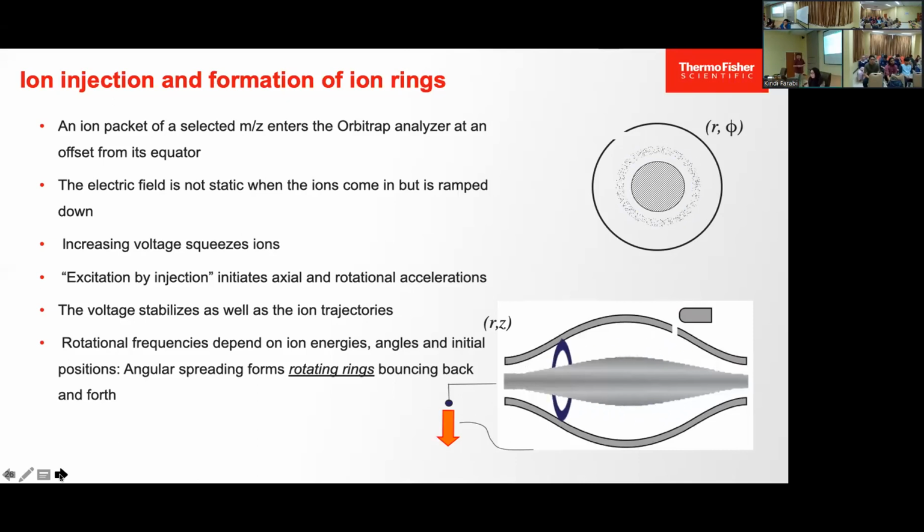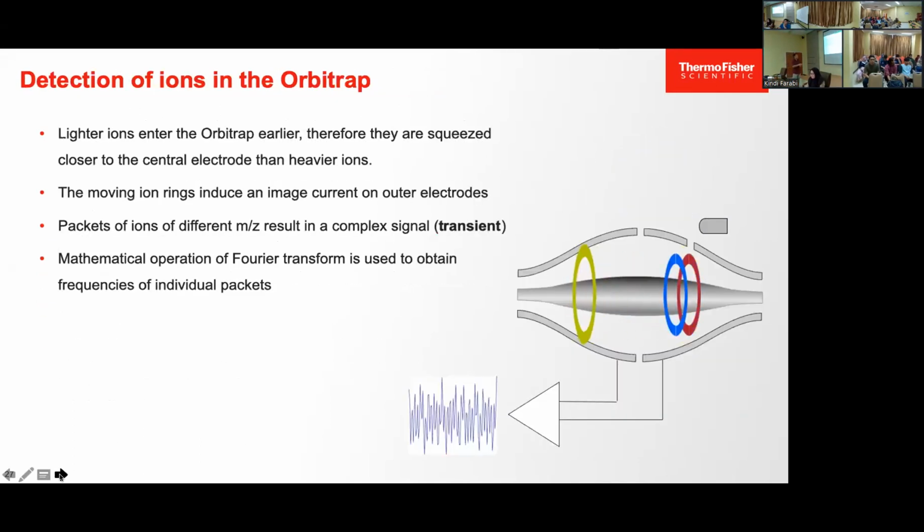This is an example of 3 ions. You can see that the blue one is the smallest ion. They move fast. Then the white one, and the yellow one is the slowest. With the oscillation frequency, we are going to have this particular complex signal. We call it the transient. This is an example of a Fourier transform. This is how the signal is translated. Next, and it will give you the information, something like this.